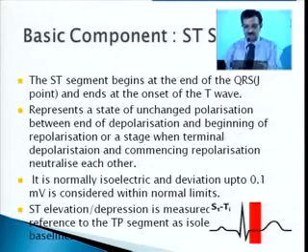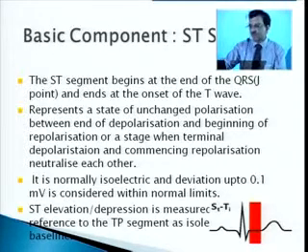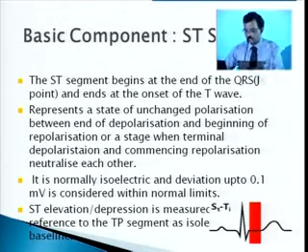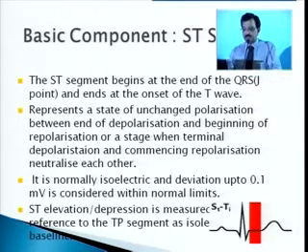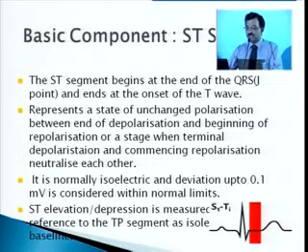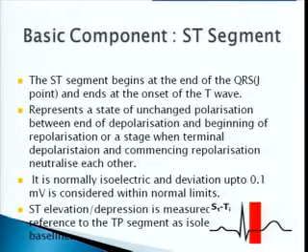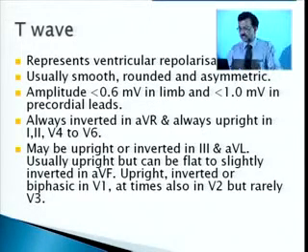The ST segment begins at the end of the QRS, the J point, and it is very important for many pathological conditions. It represents the unchanged polarization between the end of depolarization and the beginning of repolarization. Normally it is isoelectric, though some deviation up to 0.1 millivolts can be there. Otherwise we always take the TP segment as the isoelectric baseline for measuring ST elevation as well as ST depression. The T wave represents ventricular repolarization.